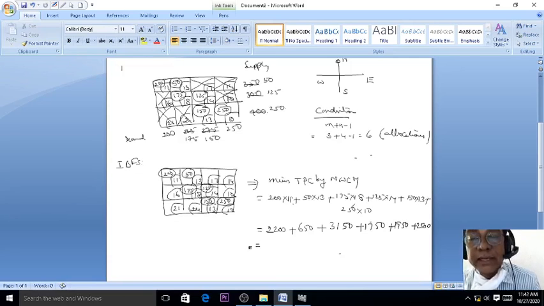Please add these values: 2200 plus 650 plus 3150 plus 1750 plus 1950 plus 2500. So the answer is 12,200. This is the unit cost in rupees. That's all. Now the problem is correct.